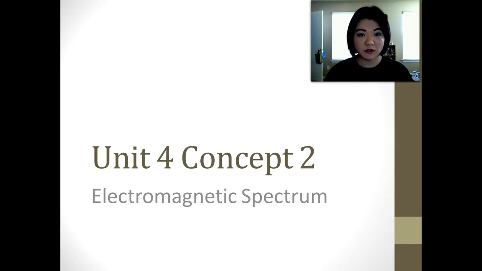Okay, so this is Unit 4, Concept 2, the electromagnetic spectrum, or the EMS. The EMS is a continuum of all the transverse waves that we know of that travel at the speed of light. Okay, so all of these are really light waves. They're just different types of light waves.